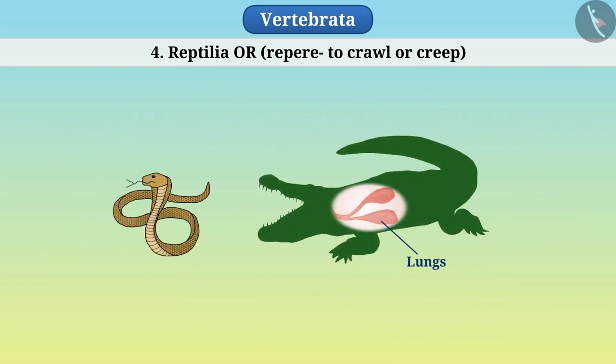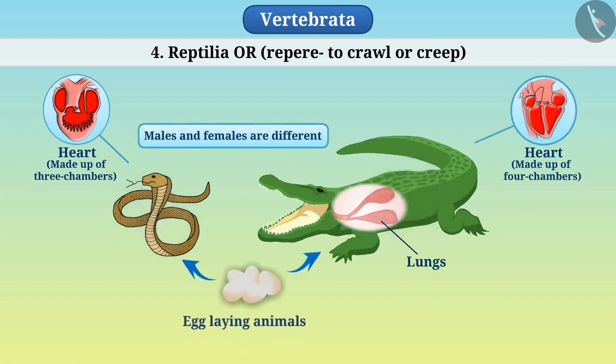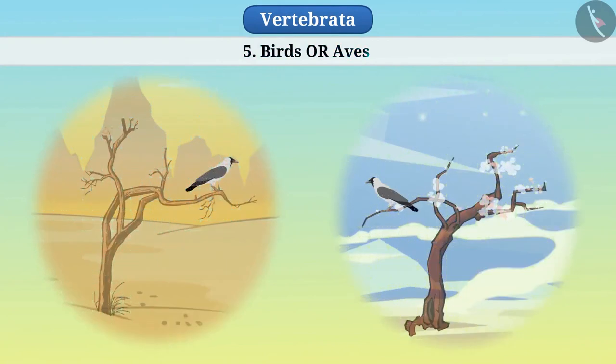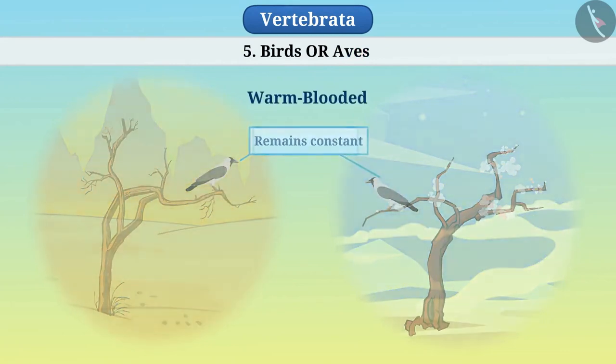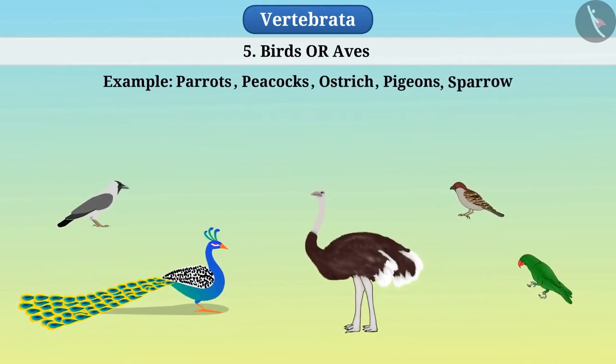In most reptiles, the heart is made up of three chambers, while the crocodile has four chambers in its heart. Males and females are different. They are all egg-laying animals. Their eggs are protected by a tough outer shell. Birds or aves. These are warm-blooded animals, meaning their body temperature remains constant. These include birds such as parrots, peacocks, ostrich, pigeons, sparrow, etc.